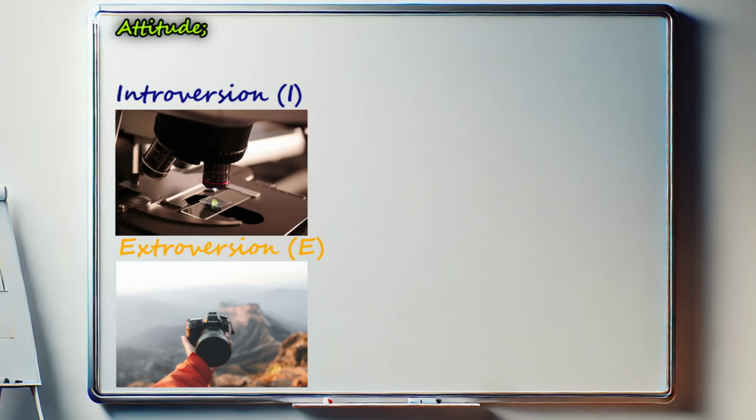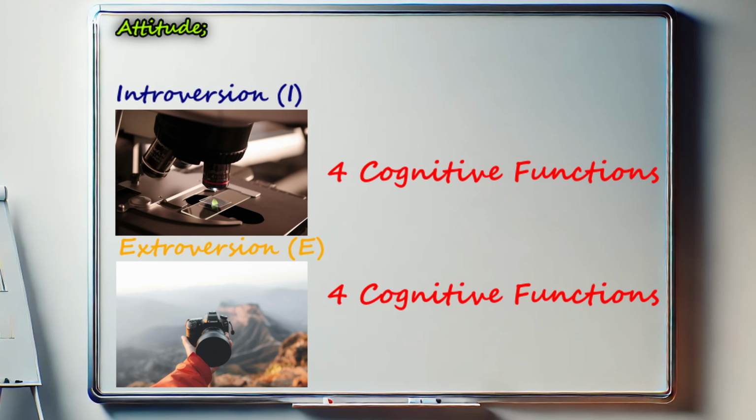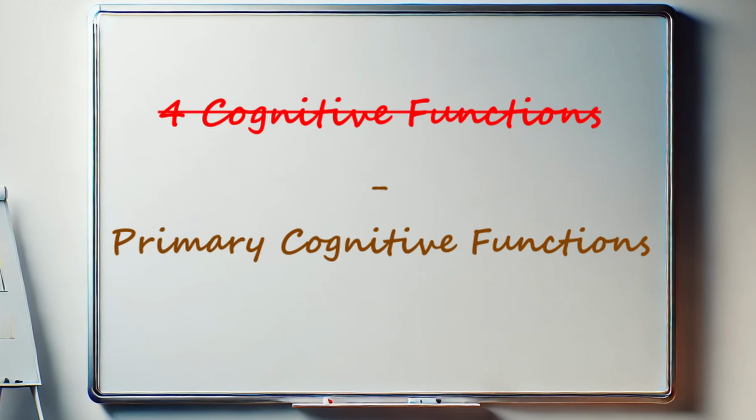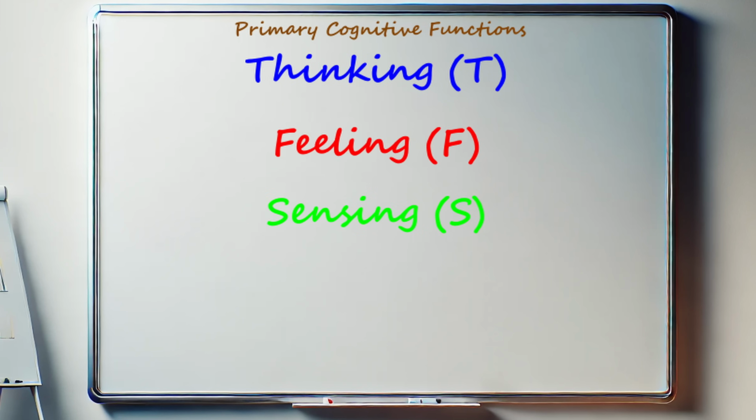However, there's more than two kinds of personality, so he decided to break down introversion and extroversion even more, and came up with 4 different ways someone can be cognitively introverted or extroverted, leading to what he called the 4 cognitive functions. And since each of these 4 functions can be either introverted or extroverted, that means this 4 is actually 8. The 4 cognitive functions, what is commonly called our primary cognitive functions, are thinking, feeling, sensing, and intuition.